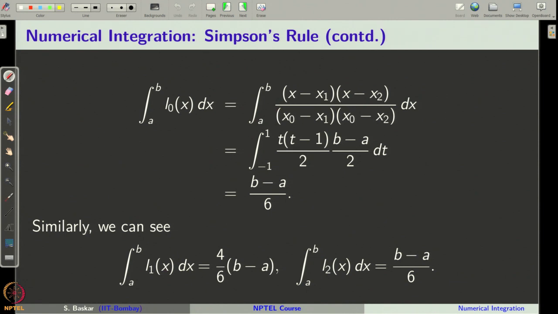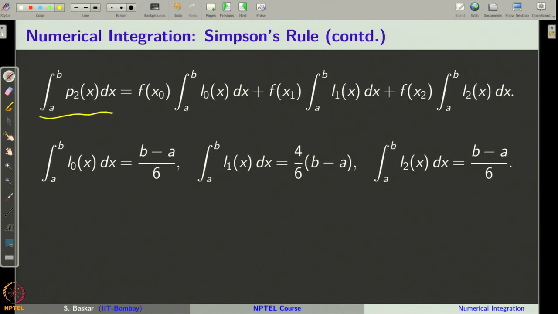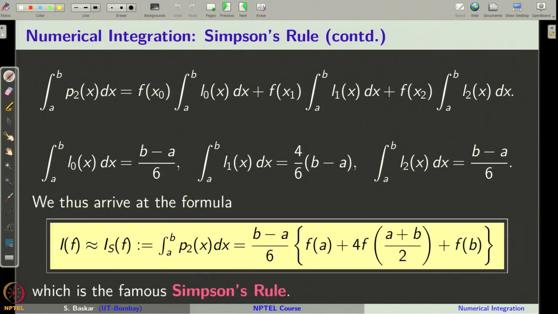Now, you just have to plug these values into the integral from a to b of p2 of x dx. Remember, the integral of p2 of x dx is given like this, where you just have to put this value in the first term, this value in the second term, and this value in the third term, and that gives you the required Simpson's rule given by this formula. It is obtained by simply integrating p2 of x with x0 equal to a, x1 equal to the midpoint of the interval a and b, and x2 equal to b. If you choose the nodes like this, then the corresponding quadrature rule is what is called Simpson's rule.